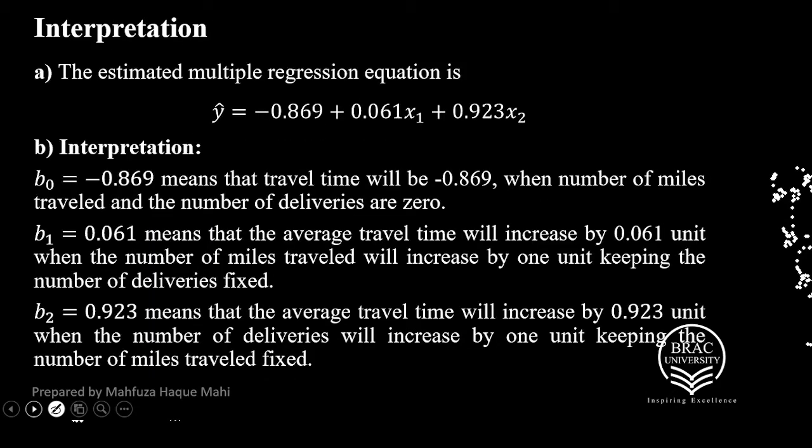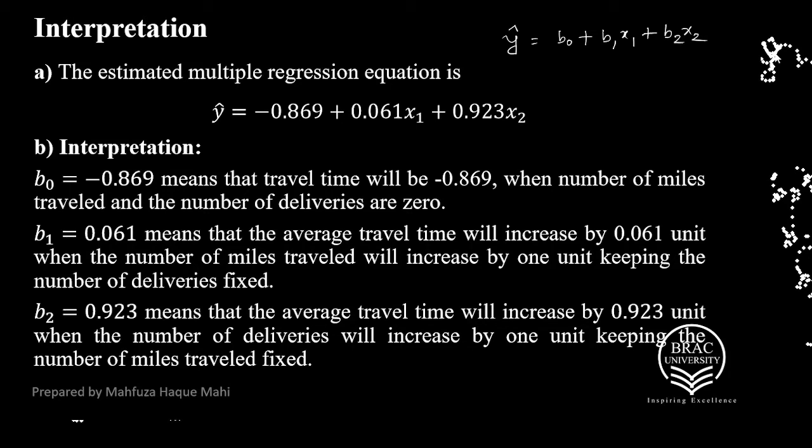As we have the values of B0, B1 and B2, we can fit our regression line. Recall the estimated multiple regression equation, which was y hat equals B0 plus B1 x1 plus B2 x2. This model is for two explanatory variables, as we have two explanatory variables or two independent variables in our problem.